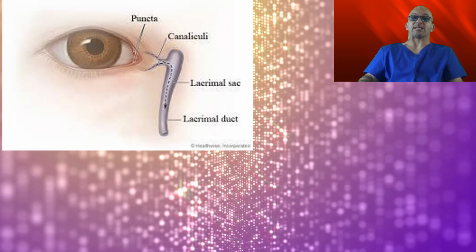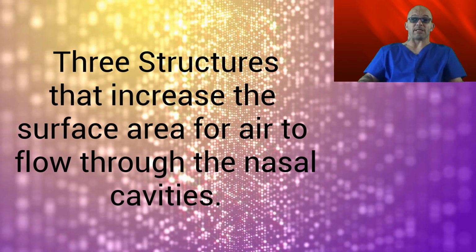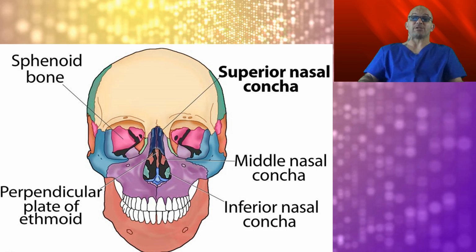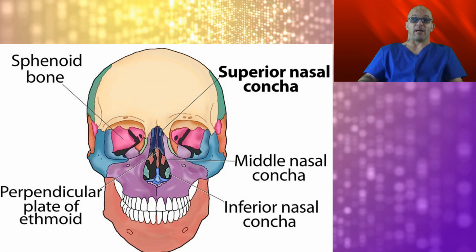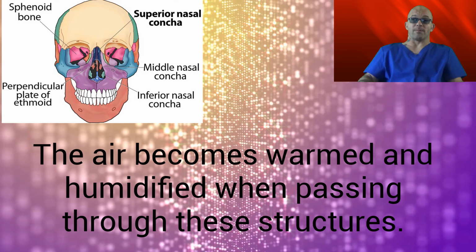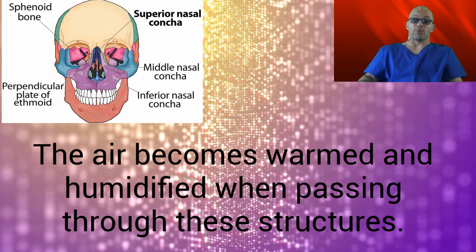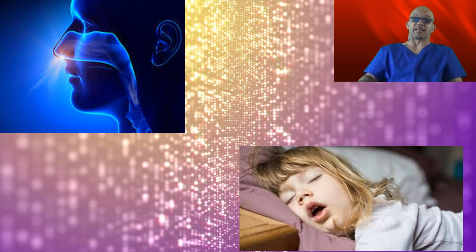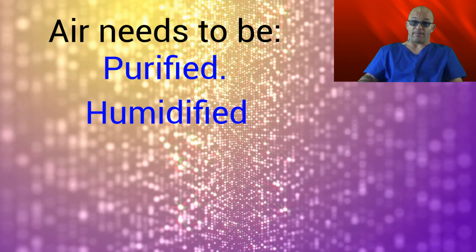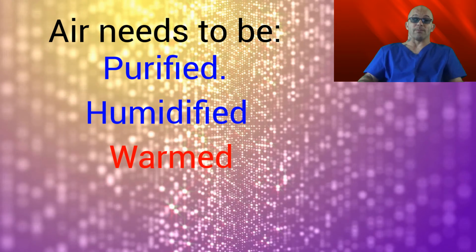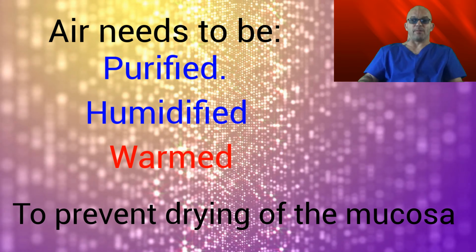The nasal cavities also have three structures that increase the surface area for air to flow through the nasal cavities. These three structures are the superior, middle, and inferior conchae. The air becomes warmed and humidified when passing through these structures. This explains why nose breathing is preferred over mouth breathing, as air needs to be purified, humidified, and warmed to prevent drying of the mucosa.